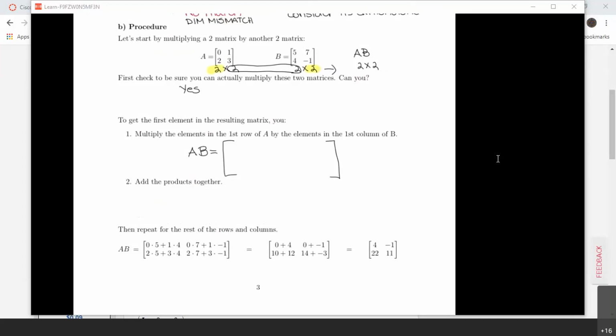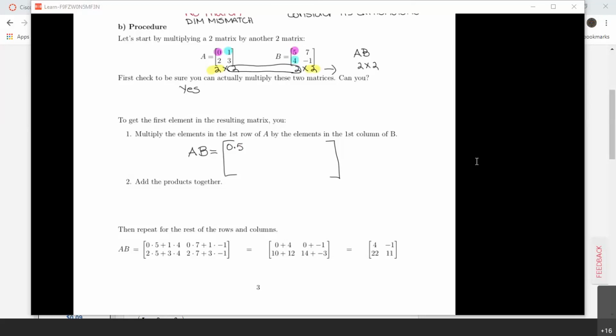So what I need to do is to multiply the elements in the first row of A, that's the 0 and 1, by the first column in B. So that's going to look like this. See if you can follow what I'm doing. I'm going to multiply the 0 by this. Let me do the picture a little differently. 0 times 5, and then switch the colors, 1 times 4. That probably makes more sense.